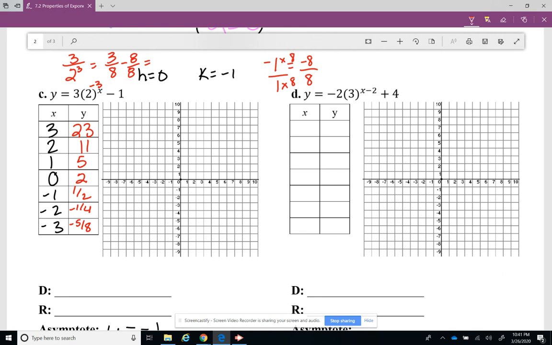All right, let's go graph those. We can't graph the first one. We're going to graph the second one. 2, 11, it's going to be about right here. 1, 5. 0, 2. -1, 1/2. -2, -1/4. Oh, I went under that line. I hadn't done that yet. -3, 5/8. Okay, we're going to connect our little dots here.